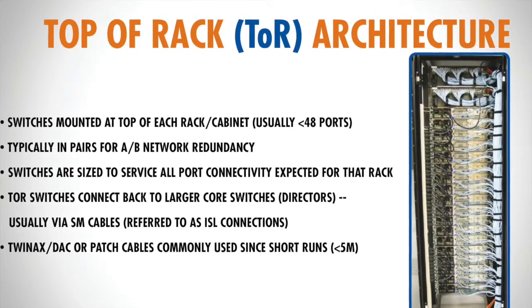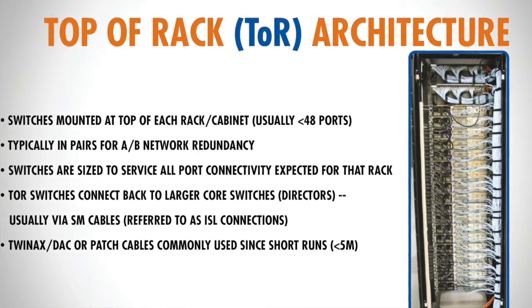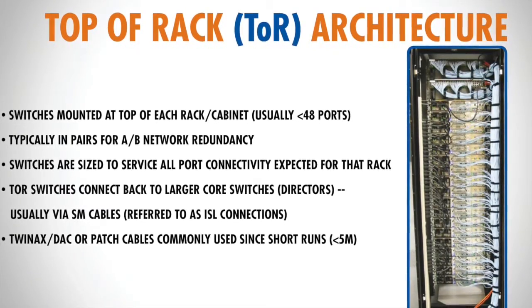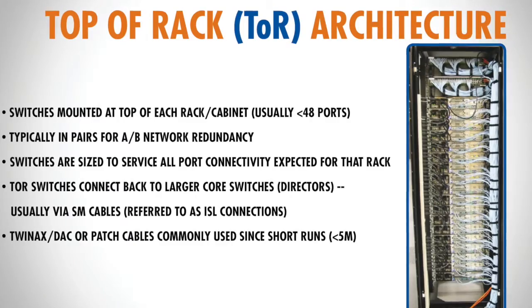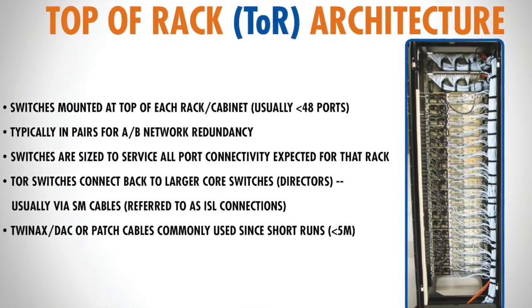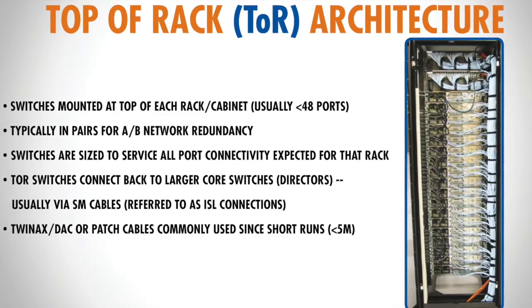So let's talk a little bit more about top of rack architecture. In this example, you can see that the switches are placed at the top of every cabinet or rack. They're typically put in pairs for A/B redundancy as well. That allows you to use short copper or direct attach cables from the switch and service all of the ports that are within that rack from an Ethernet perspective.